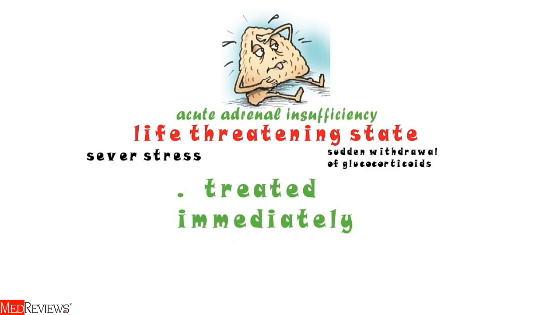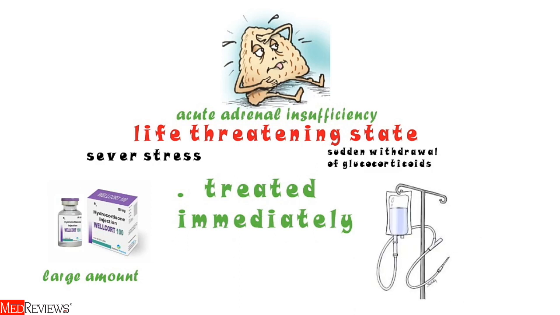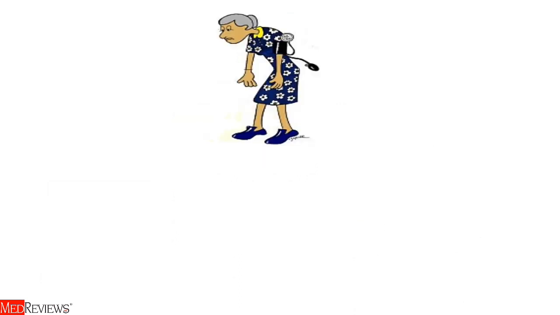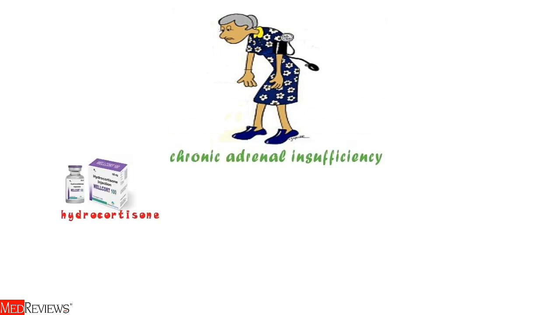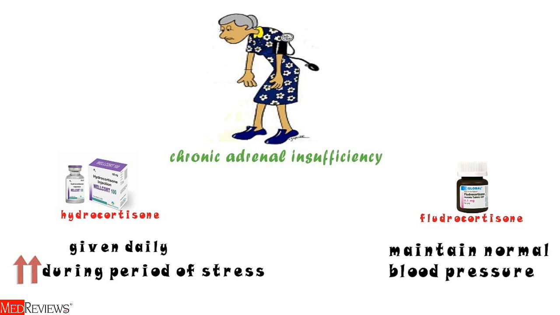These patients must be treated immediately with a large amount of parenteral hydrocortisone, in addition to correction of fluid and electrolytes. Patients with Addison's disease, chronic adrenal insufficiency, are treated with hydrocortisone that must be given daily with increased amount during periods of stress, plus fludrocortisone, which has high mineralocorticoid effect to maintain normal blood pressure.